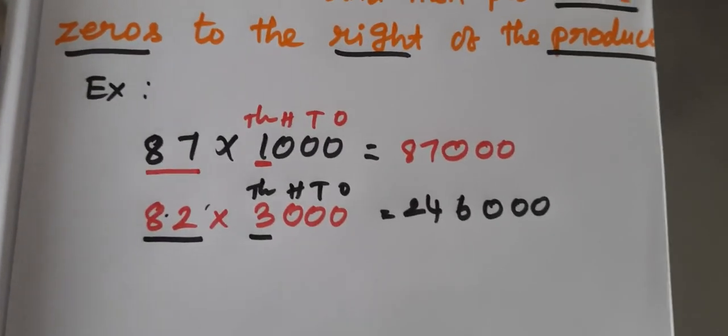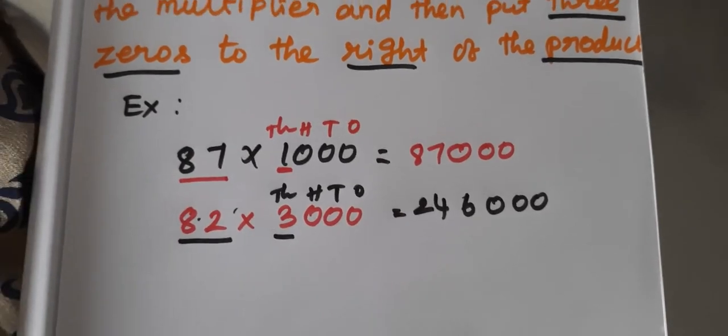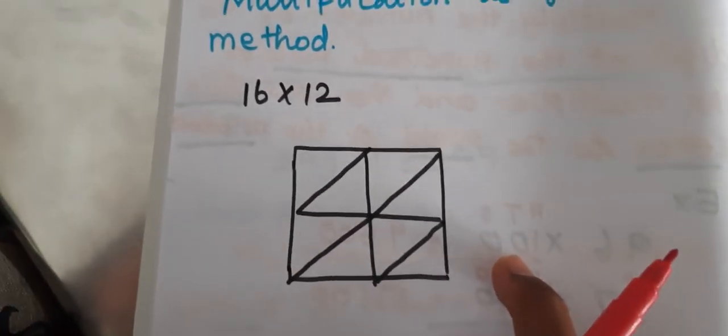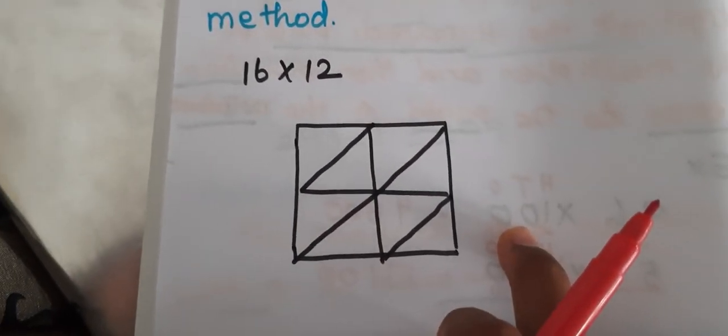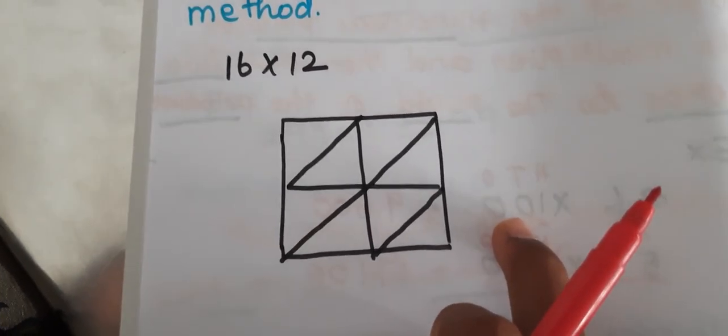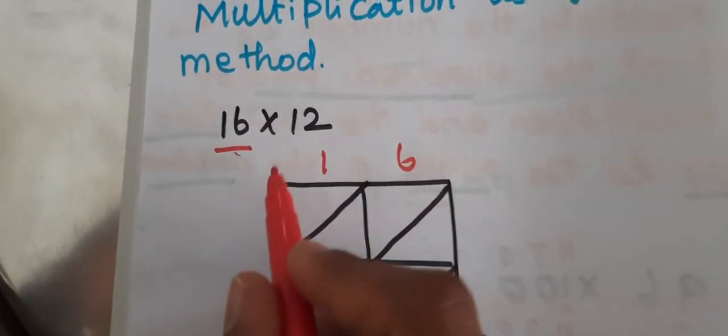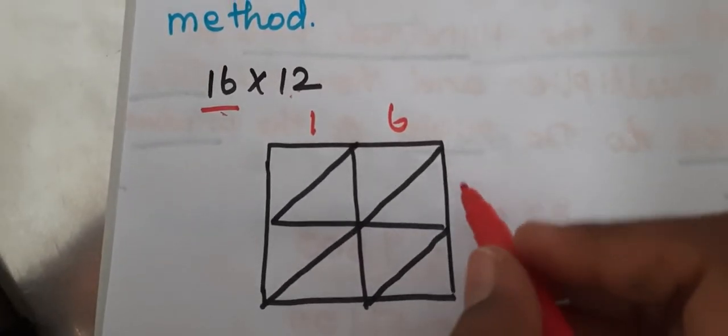So next we move to the lattice method of multiplication. So see here, this is multiplication using the lattice method. This box we call a lattice grid. Already you learned in 3rd standard what a lattice grid is. This is also another method to find the product using the multiplication operation. First, the multiplicand you have to write above, on top of the box, and the multiplier, 12, you have to write at the side of the grid. Like this only, you have to write the multiplicand and multiplier.